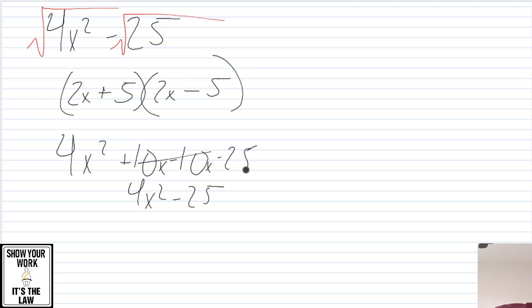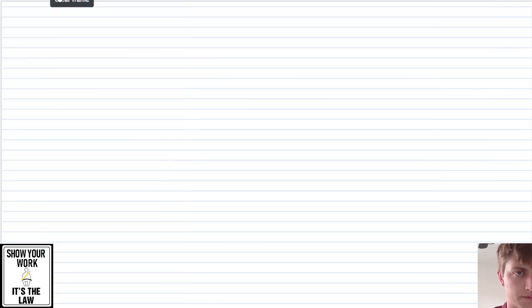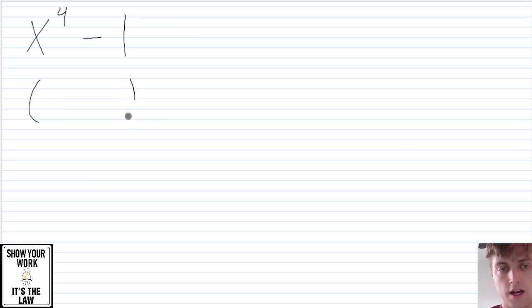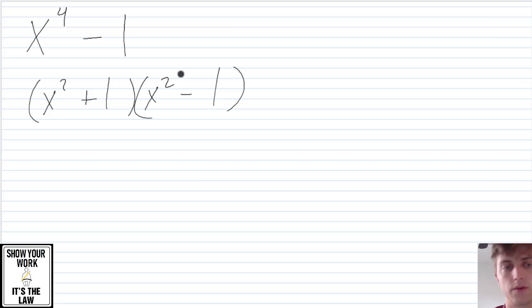Let's take a look at another example. All right, let's say we have x to the power of 4 minus 1. So let's break it up into our conjugates. The square root of 1 is 1, so we know that part. The square root of x to the power of 4 is x squared. If you don't know that yet, like I said, I'll make my square root video.